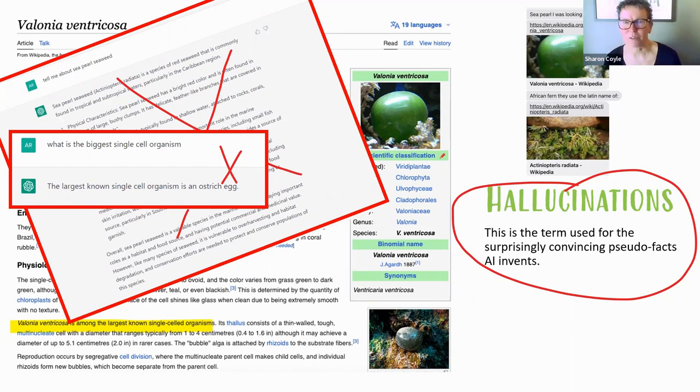So she was looking for information on sea pearl seaweed. You can see a picture of it there from Wikipedia. And the bottom one, you can't see all of it, she said, "Tell me about sea pearl seaweed." And it spit back, "Sea pearl seaweed is a special blah, blah, blah."